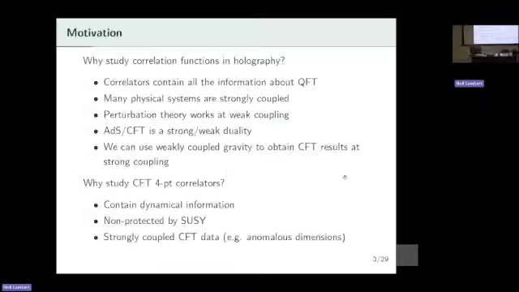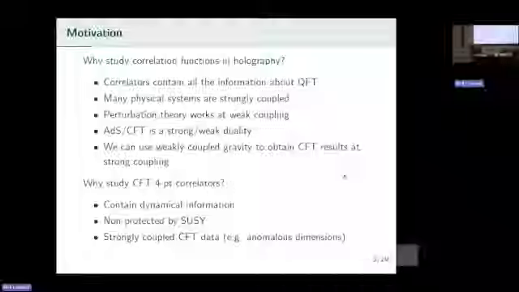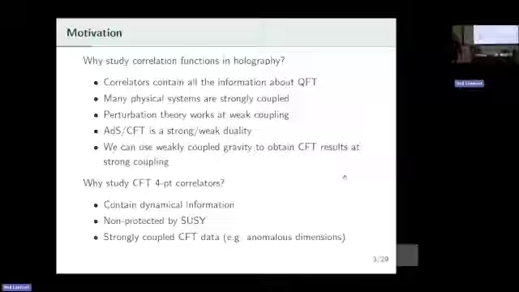So as a motivation, let me say a few words about why we're interested in computing these objects. First of all, as you know, correlators contain all the information about an interacting QFT in general, and there are many interesting physical systems which are strongly coupled, both in nuclear physics and in condensed matter. They cannot be studied using the standard perturbative techniques, which rely on the weak coupling expansion. So one has to rely on non-perturbative methods.